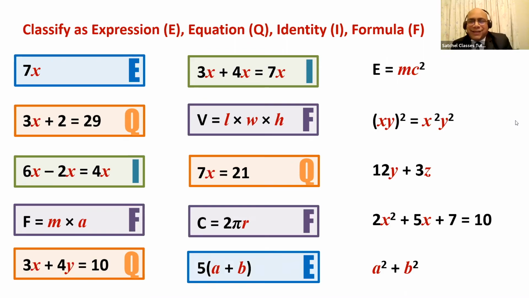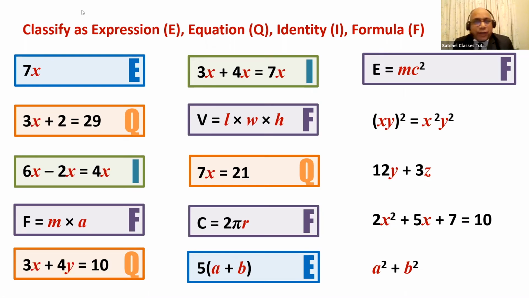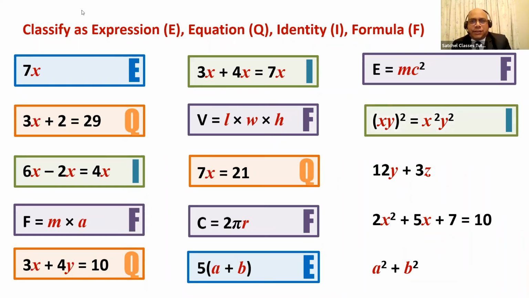E equals to mc squared. Okay, that's the famous Einstein equation, but E represents energy and so on, right? So you know that each of them represents a specific quantity, and hence it's a formula. xy the whole squared equals to x squared y squared. Now clearly xy the whole squared is xy times xy, which is x squared times y squared, which is the same as x squared y squared. So left hand side and right hand side will always be equal. So that qualifies as an identity.